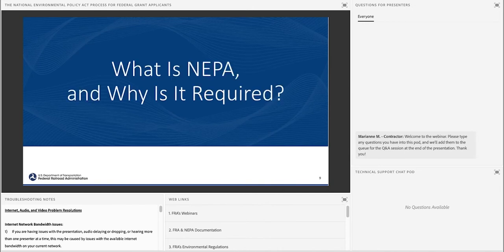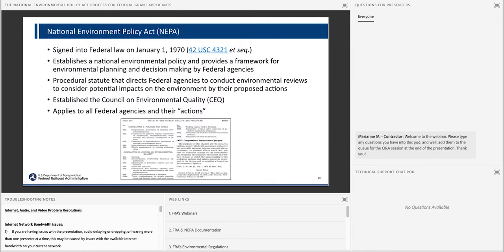Before we get into FRA's expectations or what we need for grants, we really do need to make sure everyone has a common understanding of what NEPA, or the National Environmental Policy Act, is, and why it is required. So just some of the very basics about NEPA. NEPA is the National Environmental Policy Act, actually of 1969, but one little bit of trivia is that it was signed into federal law by President Nixon on January 1st of 1970.